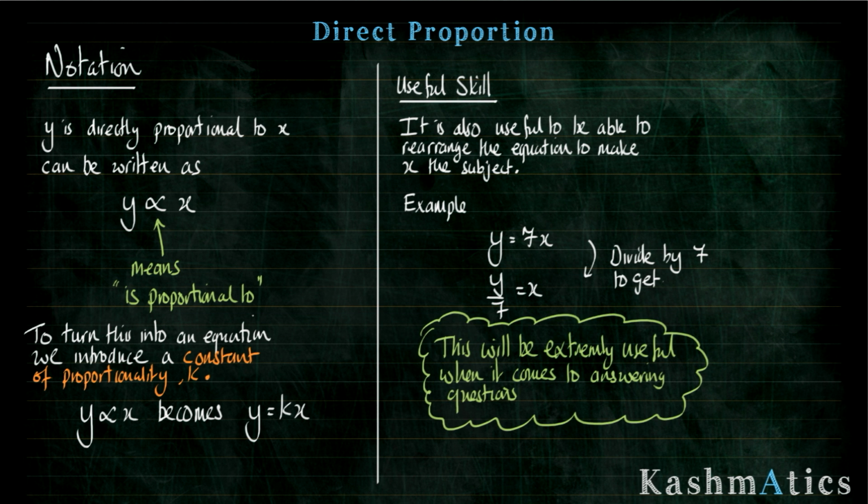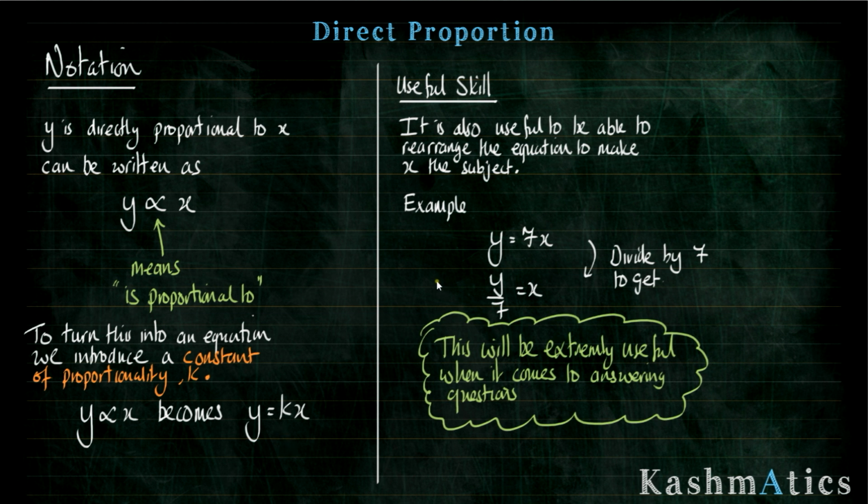Right, so moving on, we need to understand some notation. If y is directly proportional to x, this can be written as y with this funny symbol, which means proportional to x. Now we need to turn this into an equation, and what we need to do is introduce something called a constant of proportionality, and the usual letter we give it is k. So if I want to turn this into an equation, it becomes y is equal to k times x. So this is the relationship we're going to aim to find, and we're going to try and find what that letter k is, the value of the letter k.